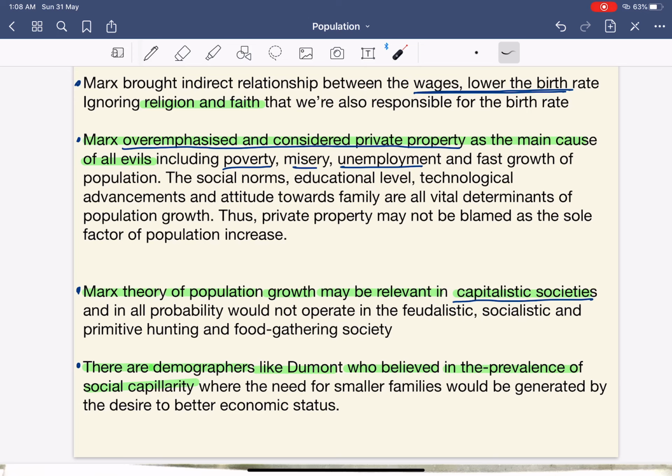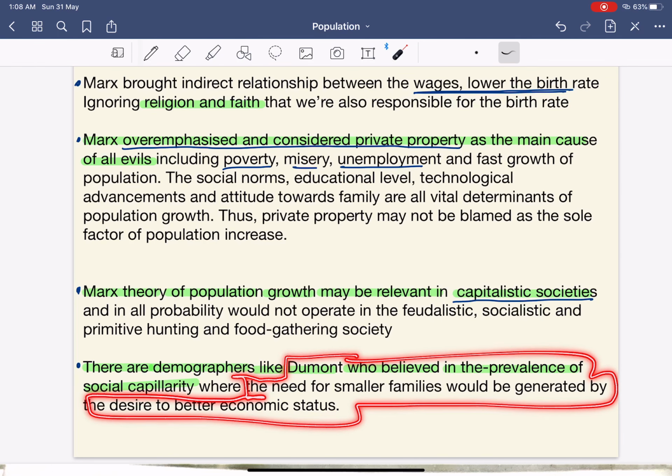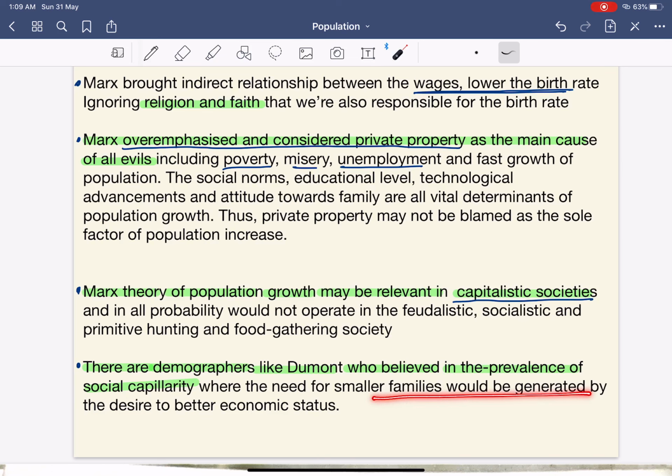That is, if a family has one member, then that one member would be given more resources when compared to a family having two members, because the resources will be divided. This is what Dumont says. So basically, as per Dumont, the need of a smaller family would be generated by the desire to have a better economic status. Simple. So with this, we got clarity of understanding of the difference between the Malthusian as well as Marxian theory.